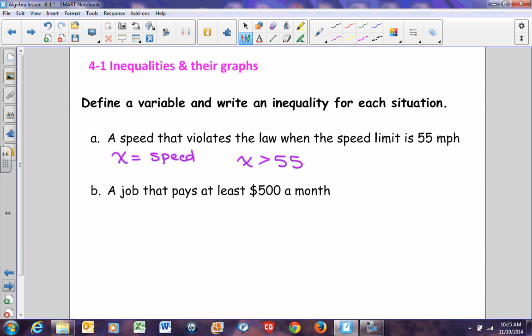We look at the second one, a job that pays at least $500 a month. At least means no less than, so it's got to be $500 or more per month. So I'm going to let M equal the amount of money. So M has got to pay at least, which means greater than or equal to $500. And you can leave the dollar sign off because you're just writing an inequality. So you need to define your variable and write your inequality.